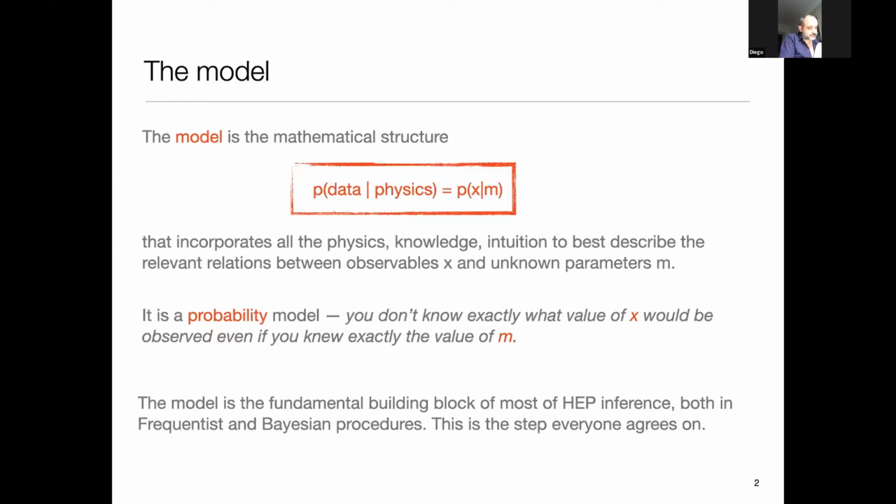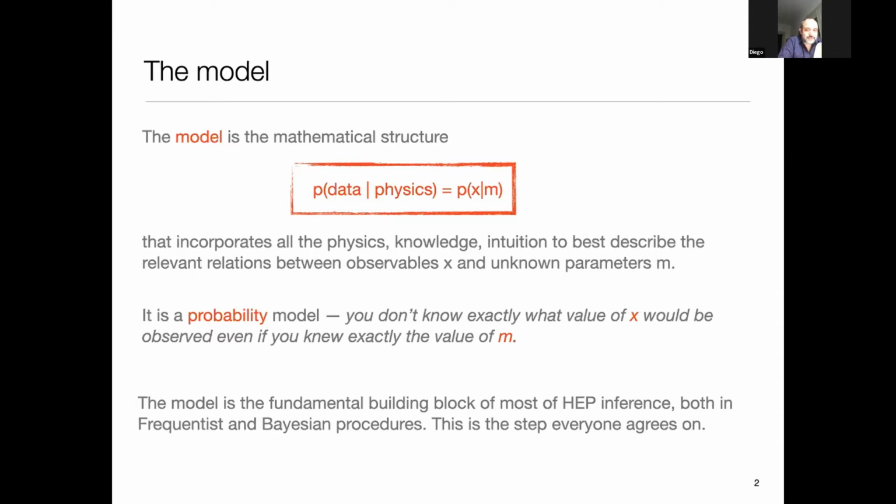And this is a probability model. So this is a mathematical structure that determines the fact that you do not know exactly which data you will get, even if you knew the true value of the theory parameter M. And of course, I don't need to remind you, but please keep in mind that both data X and parameter M can be multidimensional. In this notation they are one-dimensional, but there is actually no bound there.